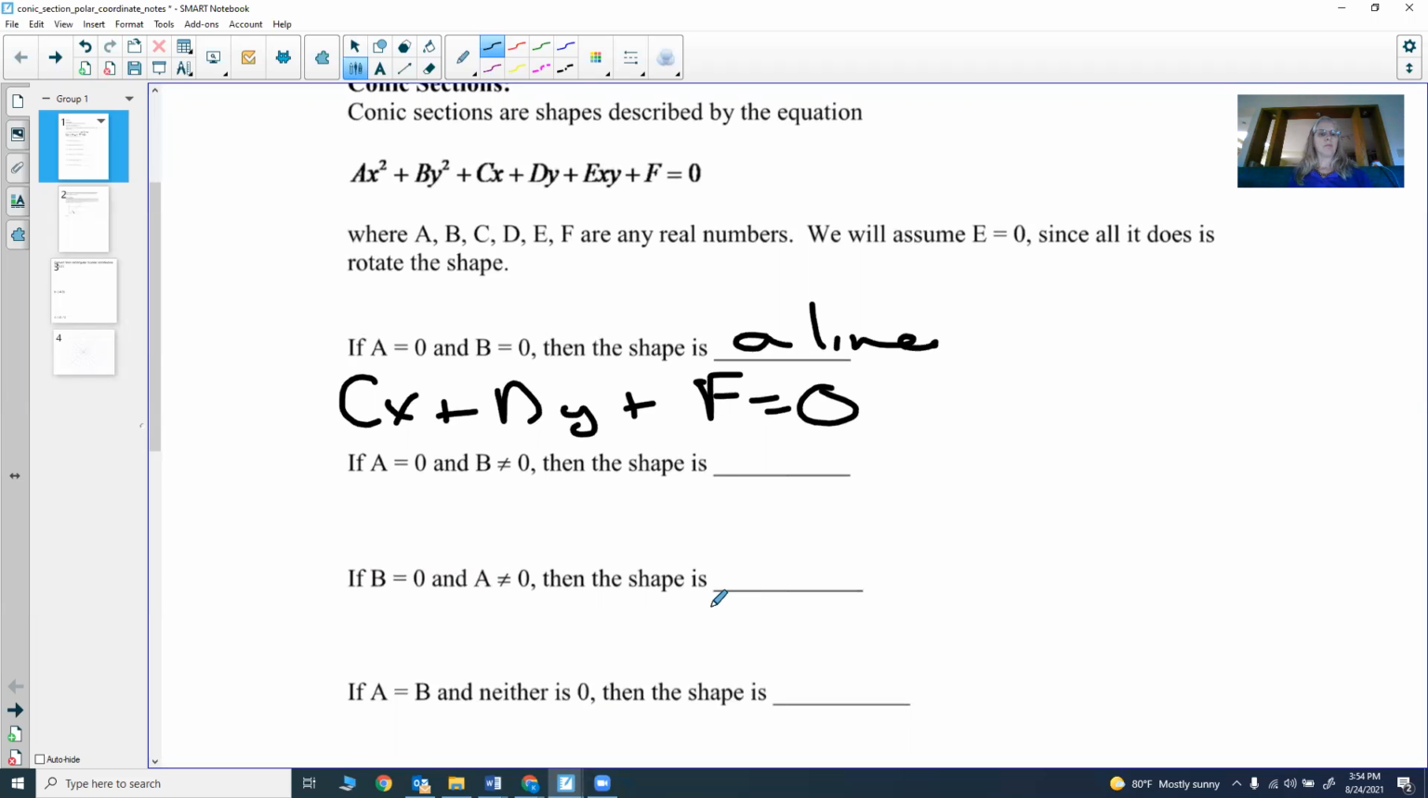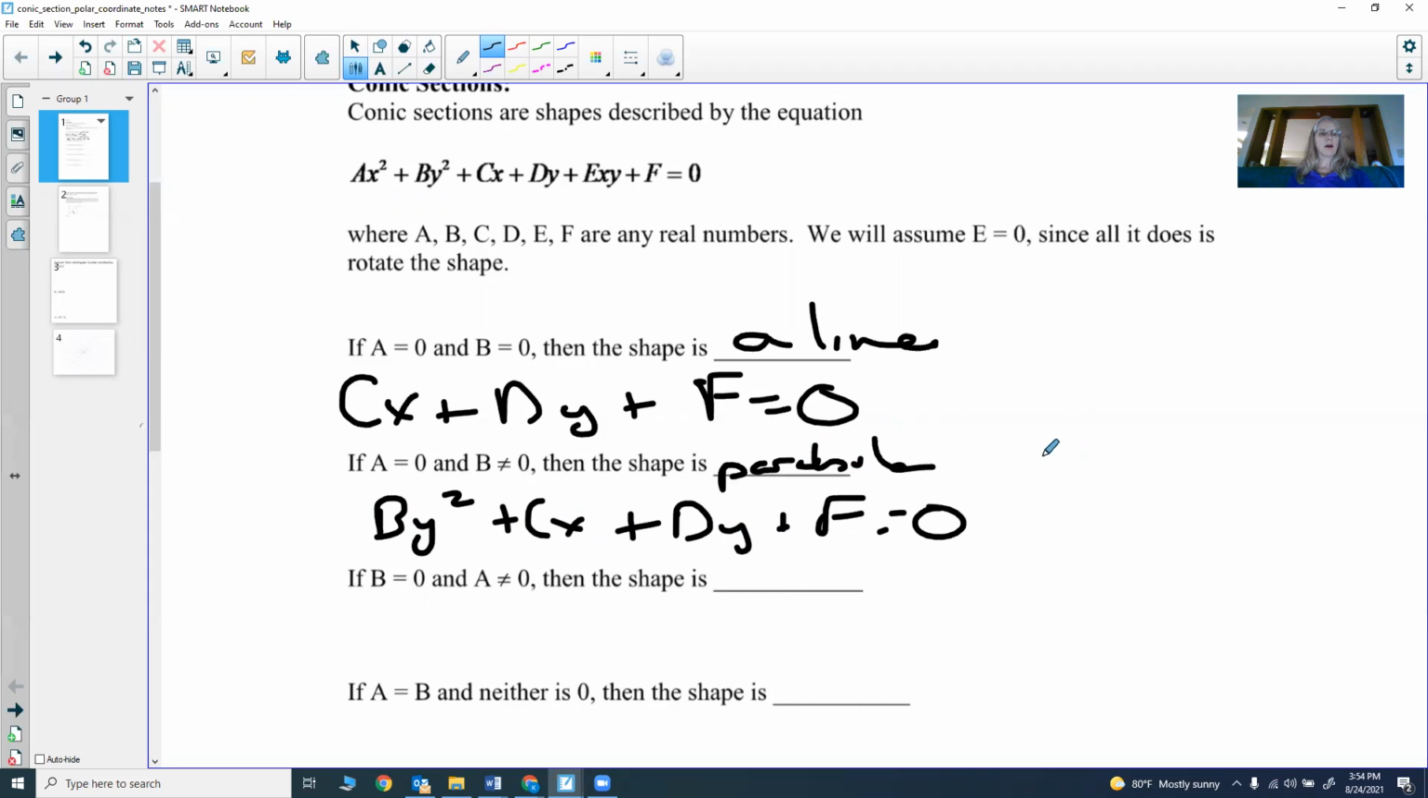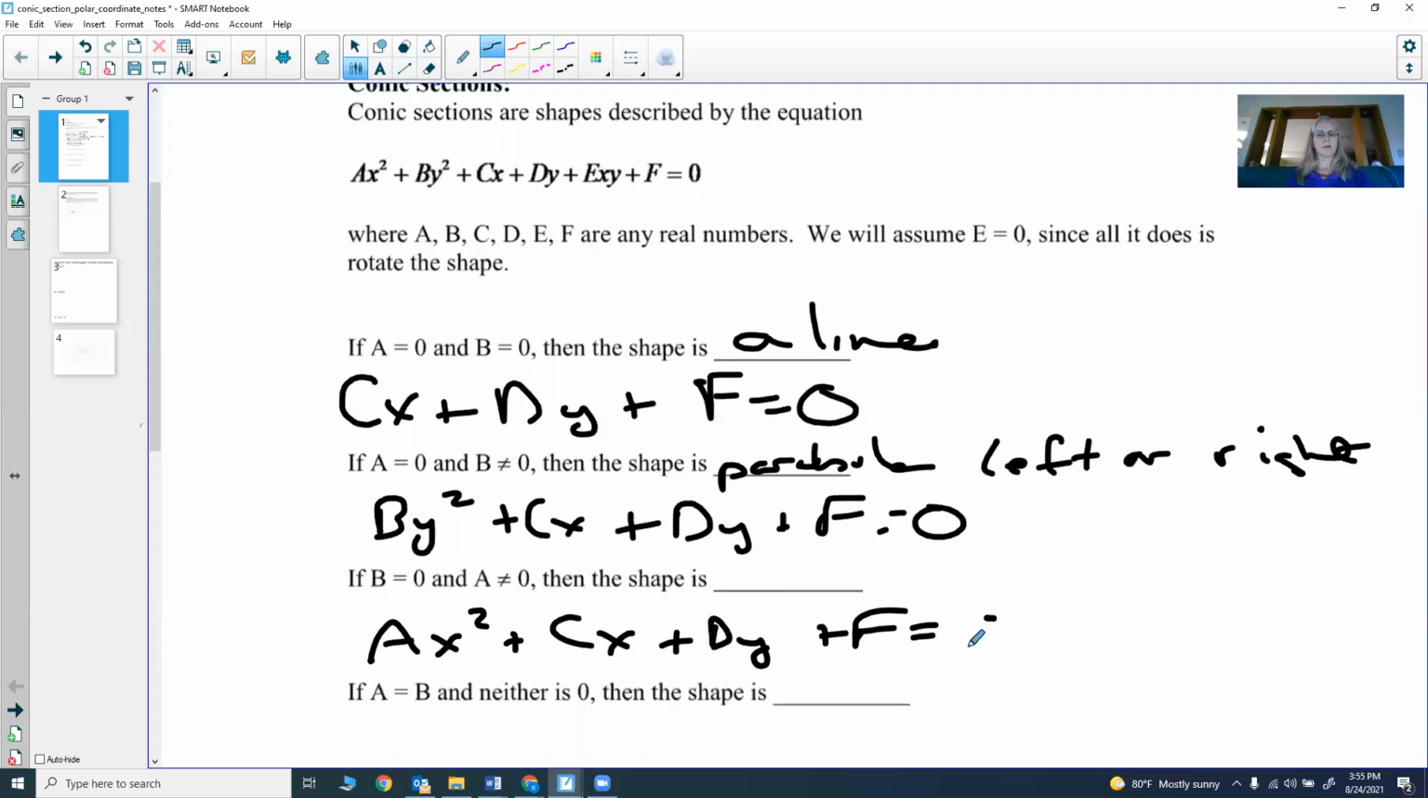So let's say a equals 0, but b is not 0. That means we end up with by squared plus cx plus dy plus f equals 0. If you look at this, you're going to have a y squared, but not an x squared. So this is going to be a parabola. This one opens left or right. If b equals 0 and a is not 0, then you end up with ax squared plus cx plus dy plus f equals 0. So in this case, it's a parabola, and it opens up or down.